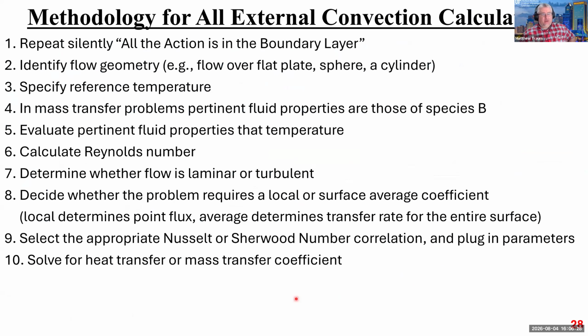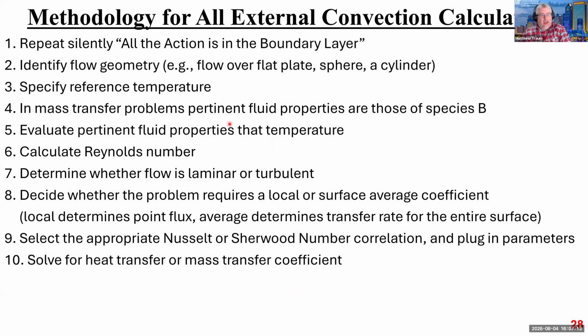All right. As a reminder, I said I would bring this up again, this is our methodology, right? So we're going to remember that all action happens in the boundary layer, identify the geometry, specify the reference temperature. This is not a mass transfer problem, so we skip step 4. Evaluate the pertinent fluid properties at the reference temperature, calculate the Reynolds number, determine whether the flow is laminar or turbulent, decide whether the problem requires a local or average coefficient, select the appropriate Nusselt number, in this case, right? It's not mass transfer, it's heat transfer, so Nusselt number. Plug in the parameters and solve for the heat transfer coefficient, and then take that heat transfer coefficient, plug it into Newton's law of cooling, and get the heat flux.